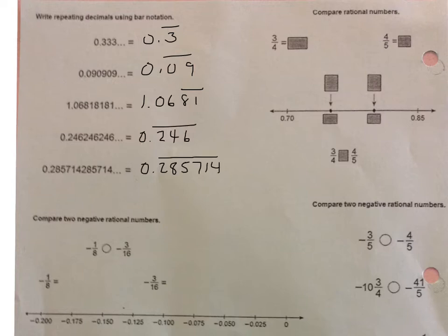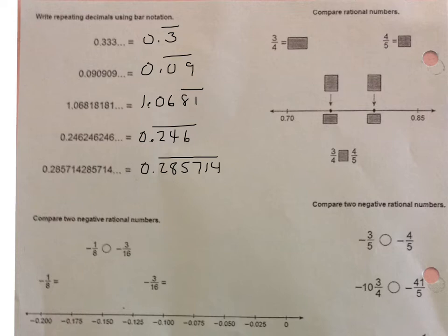Okay, and for the last two, 0.246246, all three digits 246 are repeating. And for the last one, I'm going to go over these decimal points a little better: 0.285714285714, all 6 digits 285714 are repeating, so your line needs to go over all 6.